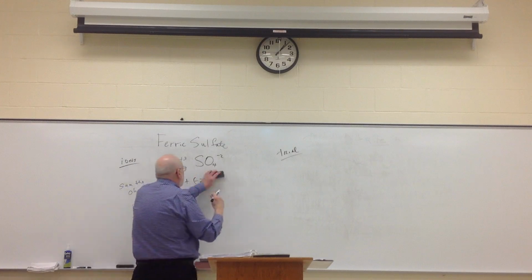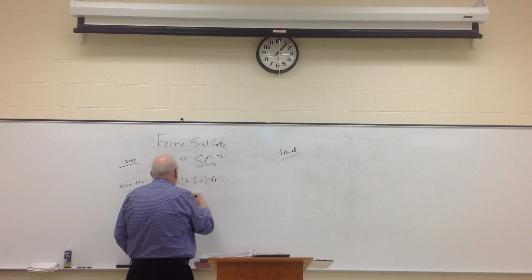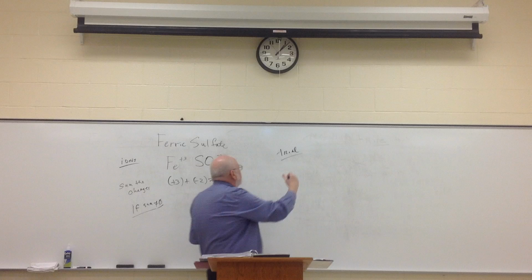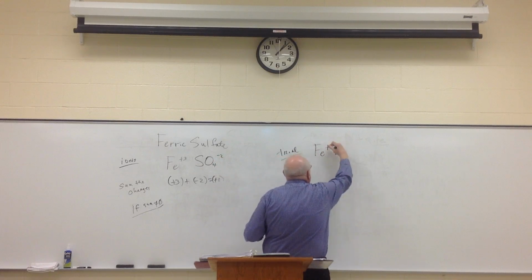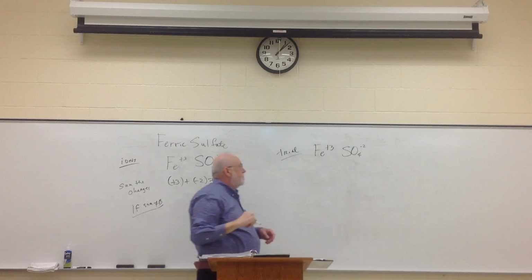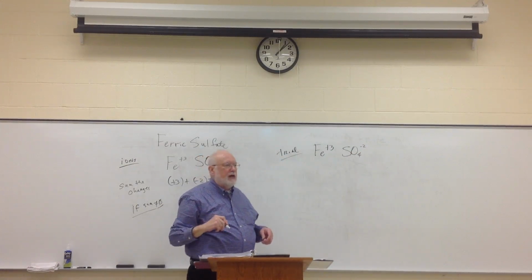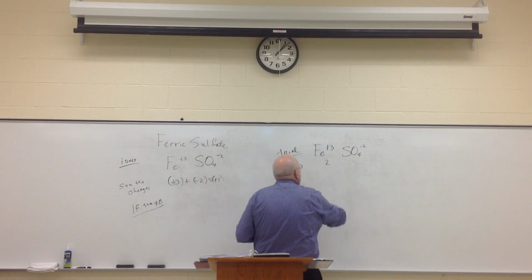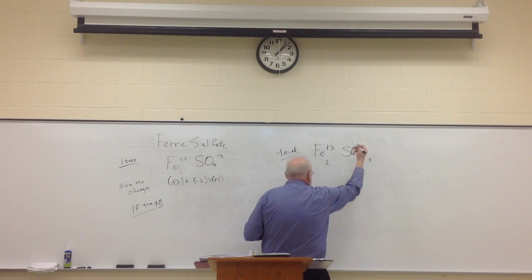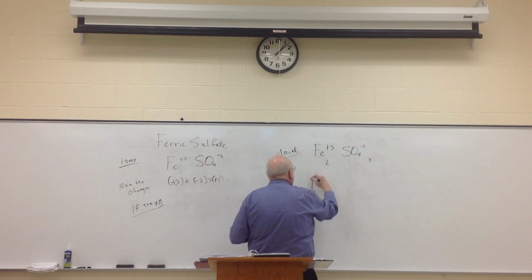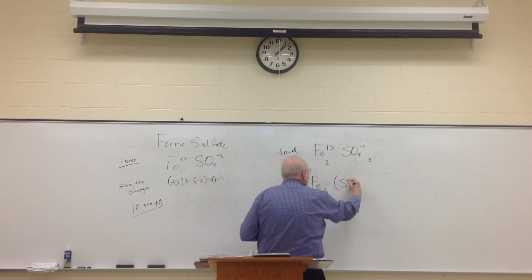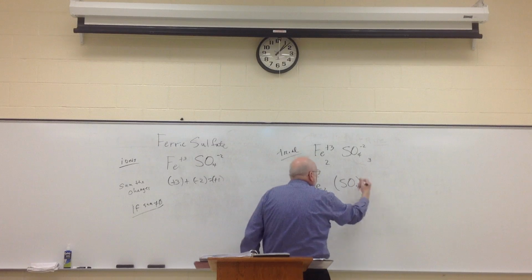And that's not 0. So now we got to do the trial business. All right, so what is going to be the trial subscript now for the iron? A 2. And for the sulfate, it's going to be a 3. Well, now if we put it in final form, what are we going to have? Fe2, and then in parentheses, SO4, 3.